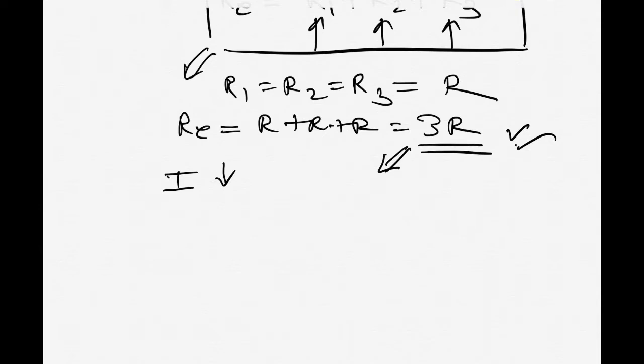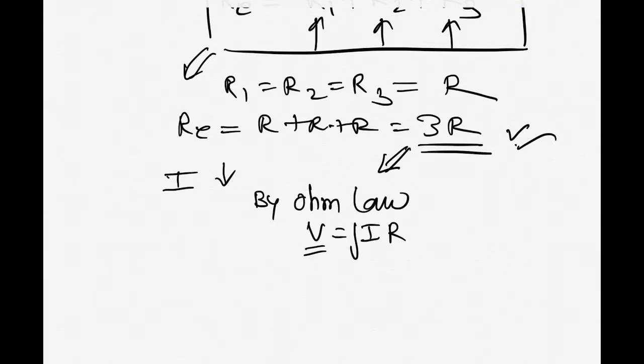Because by Ohm's law, V is equal to IR. So for a given potential difference or voltage in the circuit, if I want to reduce I, I have to increase R. So in that type of case we use it.